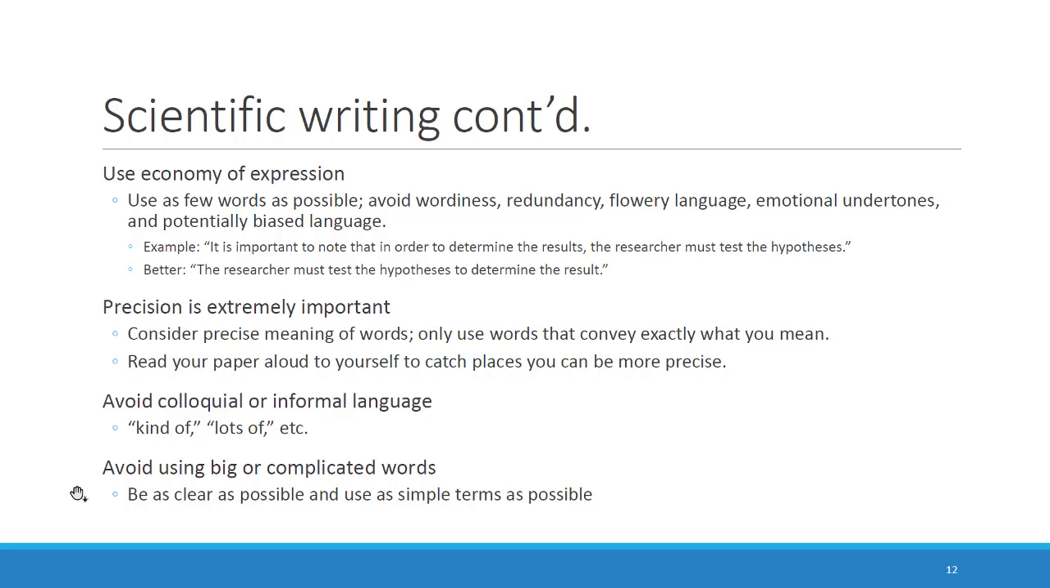I think one mistake that I see students making in this class is to use very complicated words and to kind of go overboard in terms of the language that they're using. Scientific writing is not meant to use complicated words. It's meant to convey things as clearly as possible so that other people can understand what you're proposing and what you did in your study.